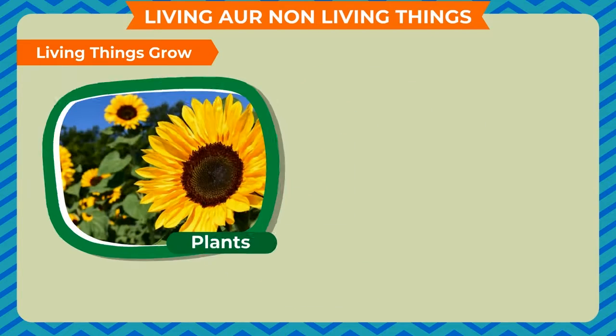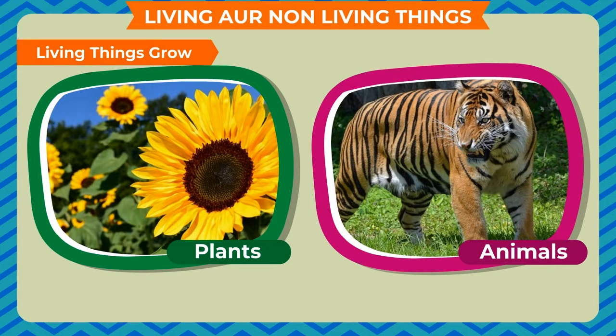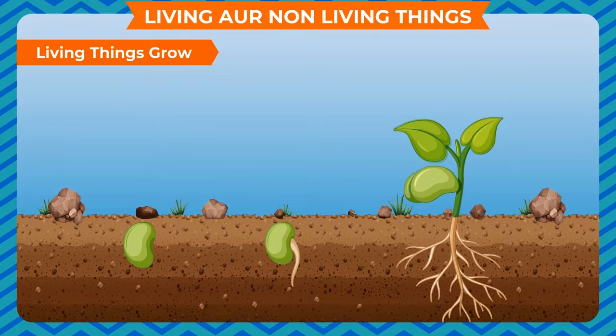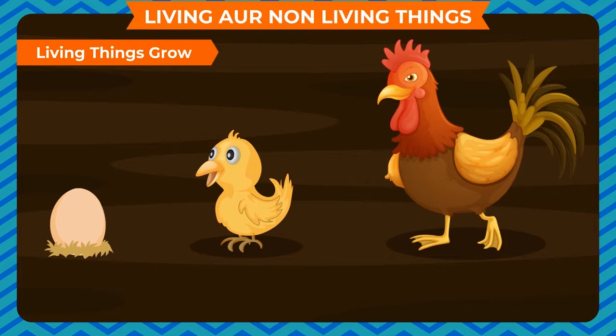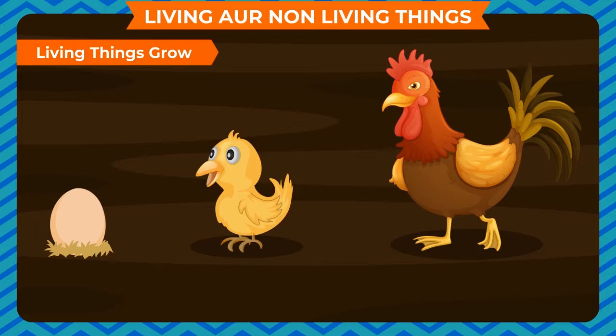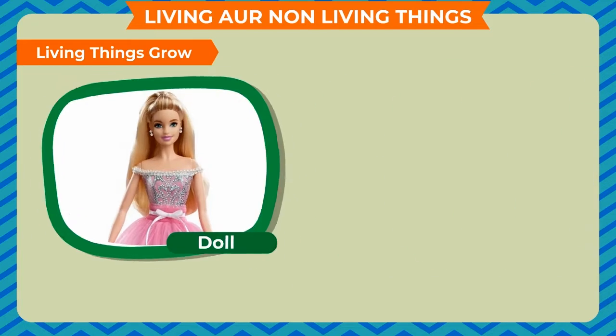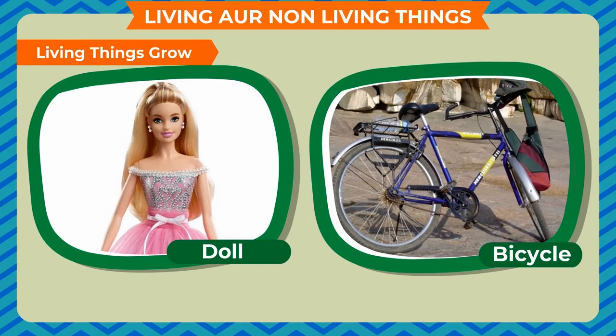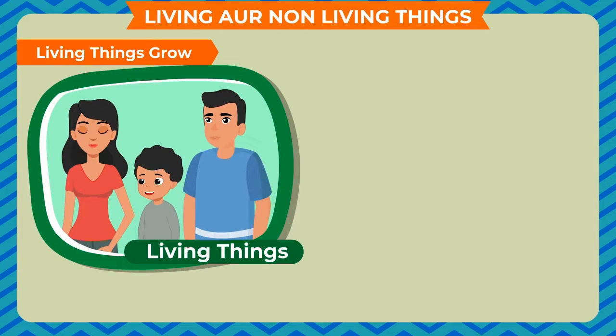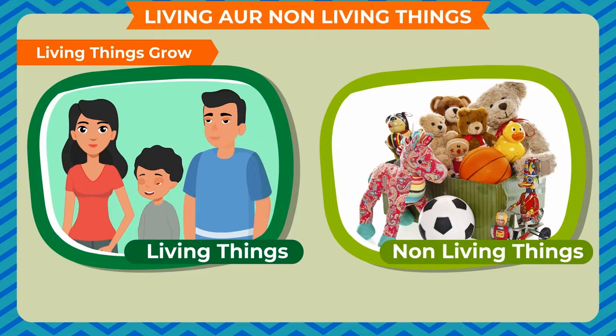Like us, plants and animals also grow. Seeds grow into plants and chicks grow into cocks or hens. Our book, pencil, doll, bicycle, none of them grow at all. So, all living things grow while non-living things do not grow.